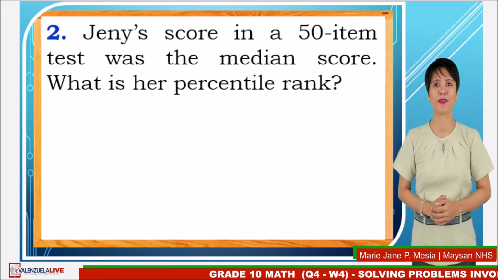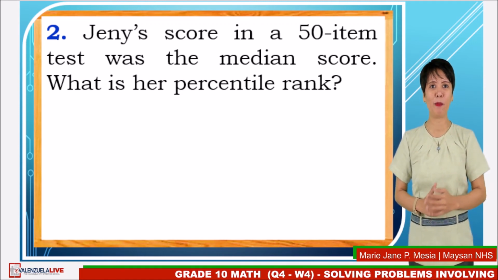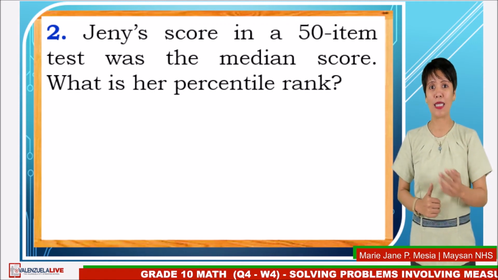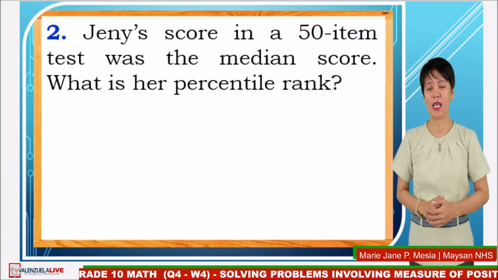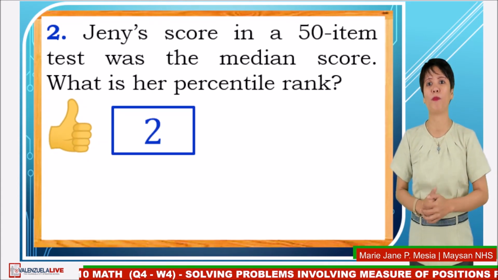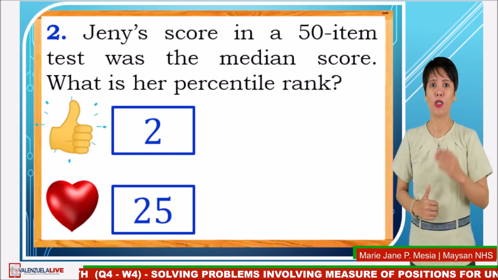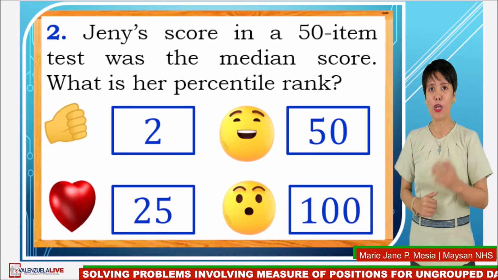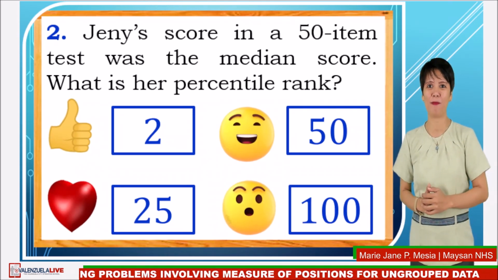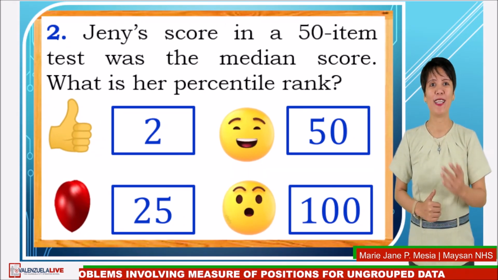Number 2. Jenny's score in a 50-item test was the median score. What is her percentile rank? In like emoji, 2. In heart emoji, 25. In haha emoji, 50. In wow emoji, 100. Okay, set the timer now.